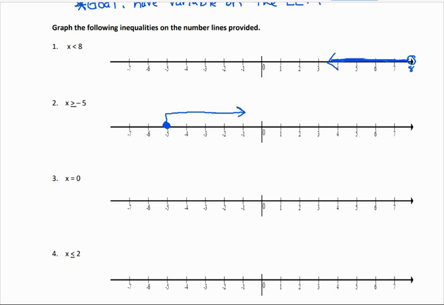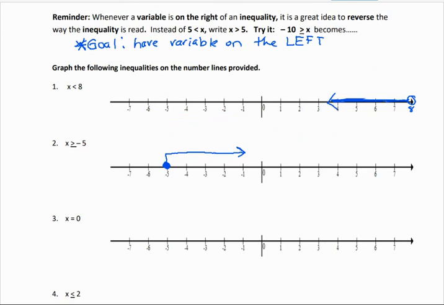Now, when your inequality is written properly, aka where that variable is on the left-hand side, I hope everyone's listening right now and not just moving ahead. If your variable is on that left-hand side, the way that inequality is pointing should match the way your arrow is pointing. Look at number 1. I'm pointing to the left, and look at my arrow. What's it doing? Pointing to the left. On number 2, it's pointing to the right, and look at my arrow. It's pointing to the right. That trick only works, though, if that variable is on the left-hand side. So that's why I starred and said that our goal is to have the variable on the left-hand side.